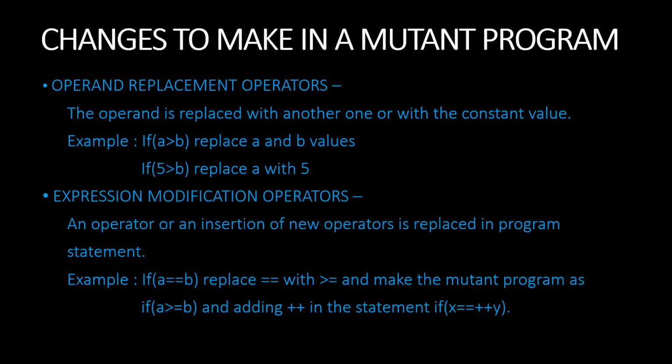Changes to make in a mutant program. Operand replacement operators. The operand is replaced with another one or with a constant value. For example, if a is greater than b, replace a and b values. If 5 greater than b, replace a with 5. Expression modification operators. An operator or an insertion of new operators is replaced in the program statement.